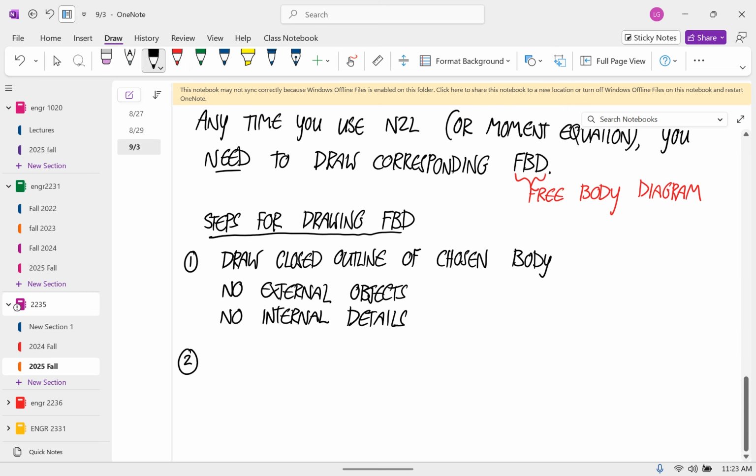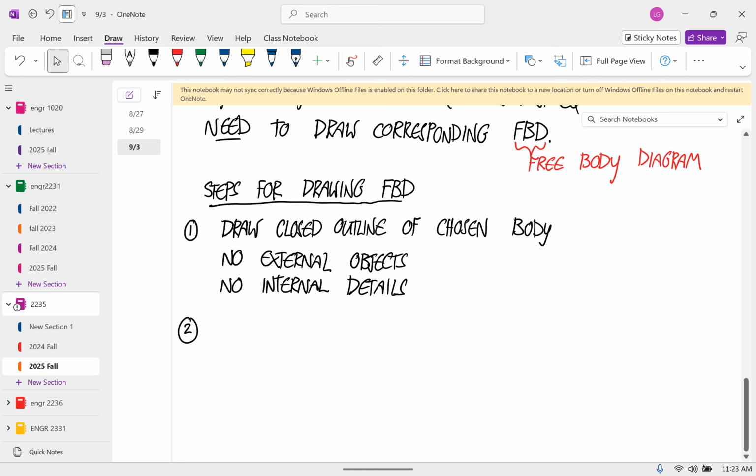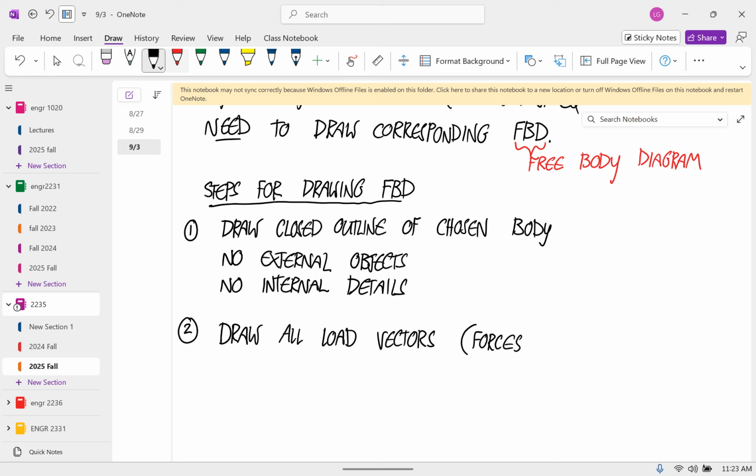Second, draw all load vectors. I'm making a distinction. When I say load, I'm saying load instead of force because this can include forces and it also includes couples that we'll talk about in a week or so.